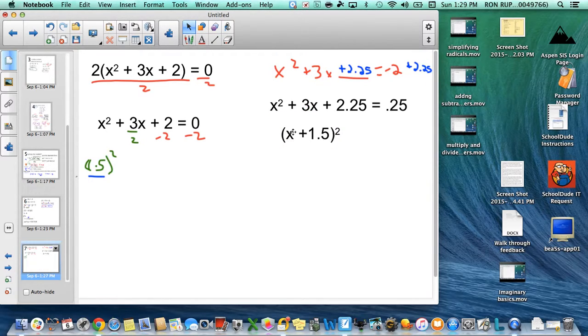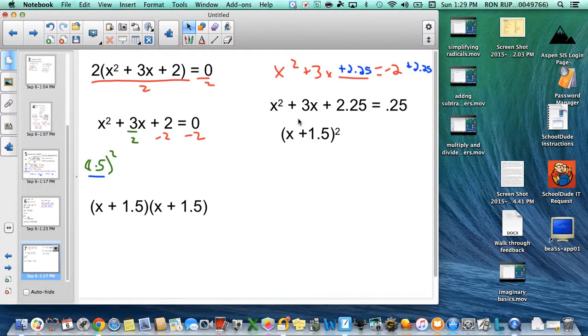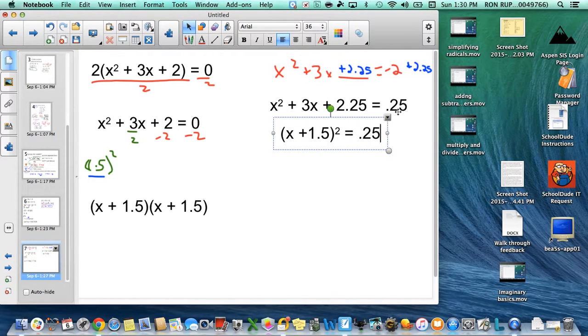So that's why we complete the square. And if I do x plus 1.5 two times, x times x is x squared. 1.5 times 1.5 is 2.25. And 1.5x plus 1.5x is 3x. So that equals that. There shouldn't be any arguing there. So if I go back into this expression, we know that equals 0.25 from up here.